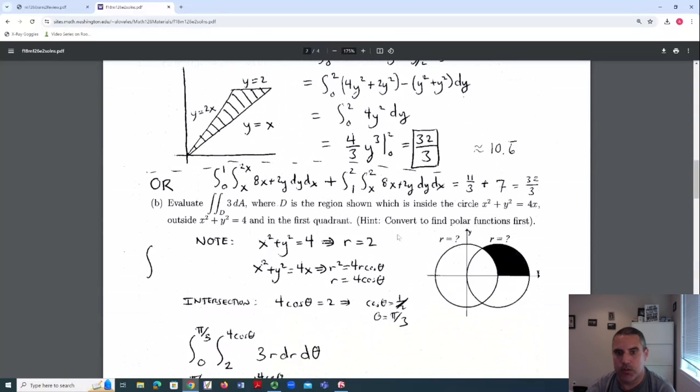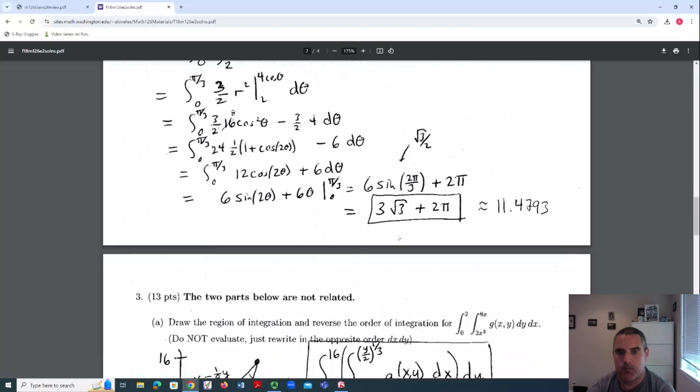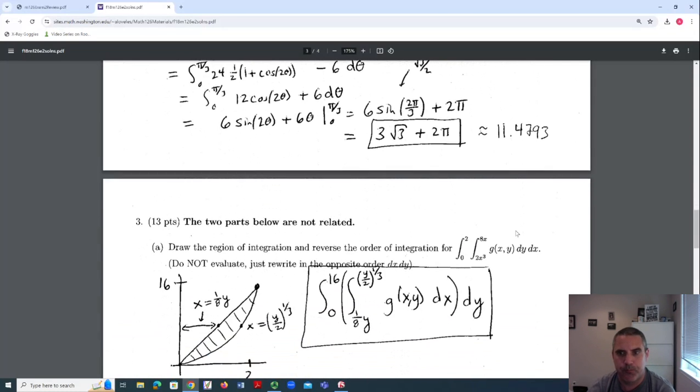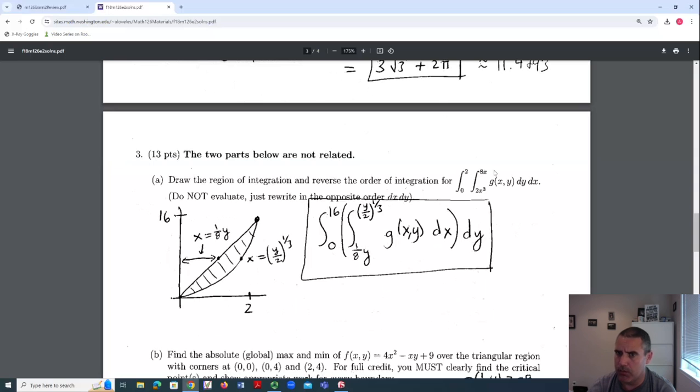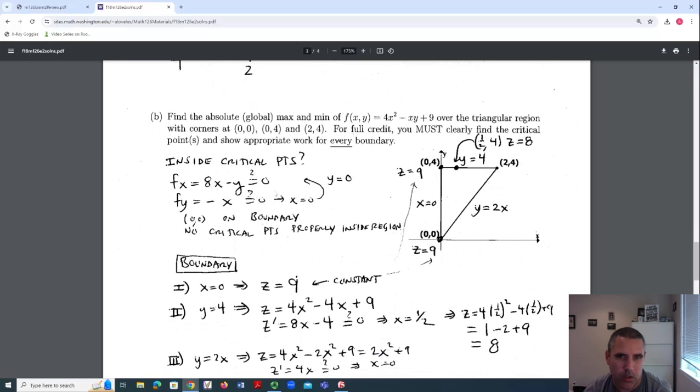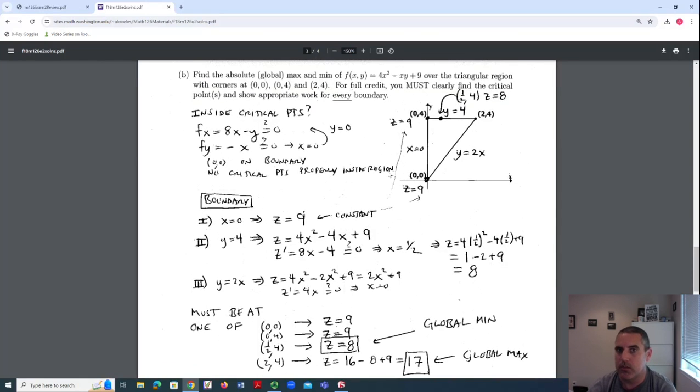This is a volume, so I'll talk about that in a second. This is a polar volume, so that's something we'll talk about in 15.3. This is a draw the region, which is really the skill in chapter 15. And then we have a global max and min. So what does a global max and min need? I did a lot of this in class. What does the solution need?